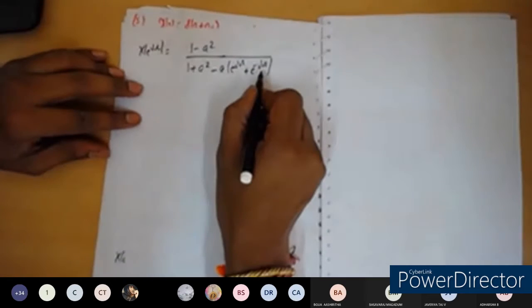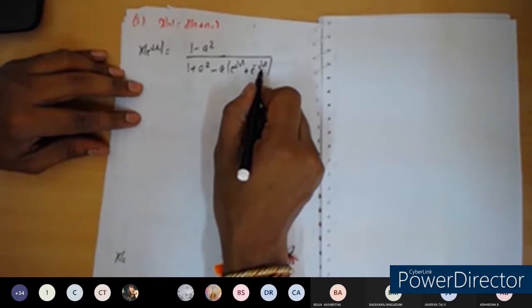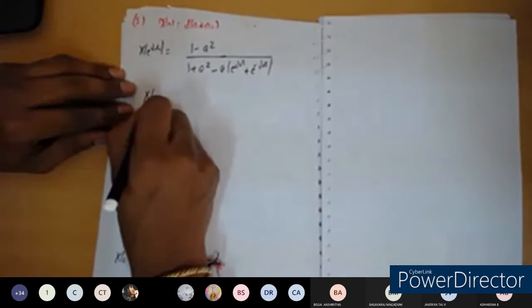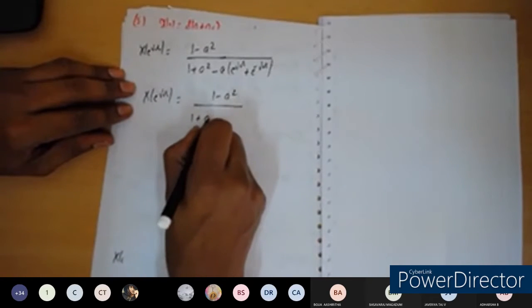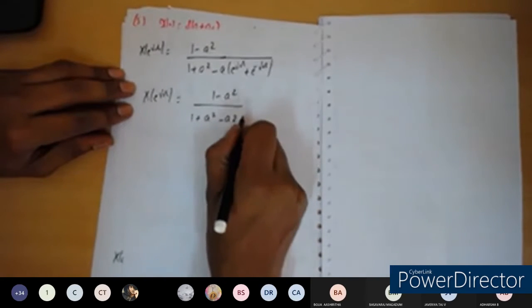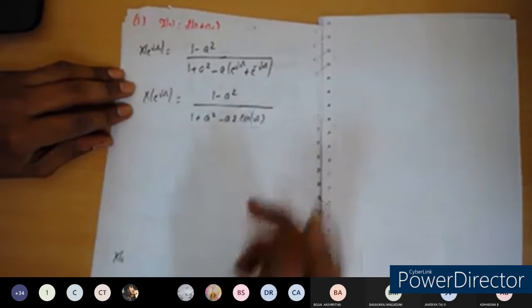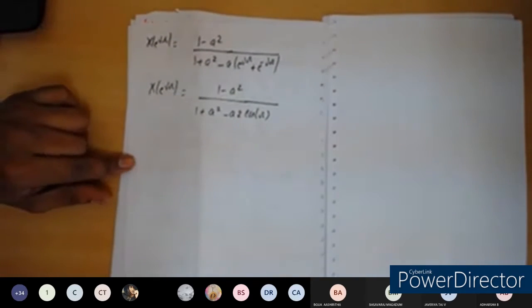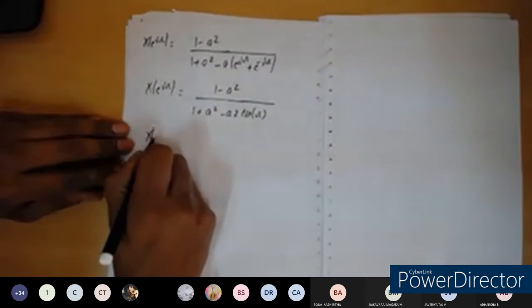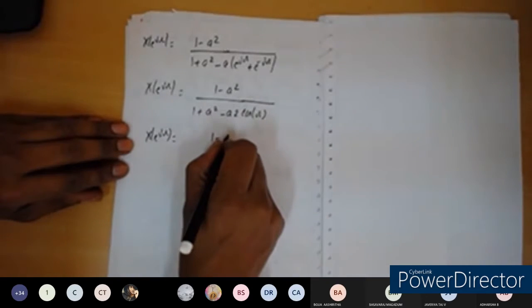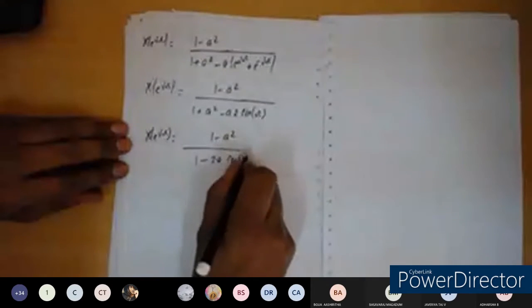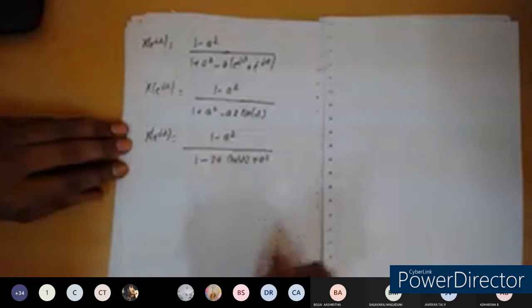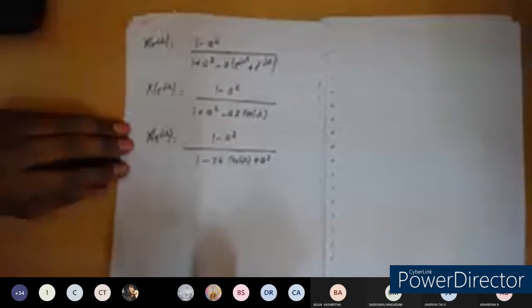We know e to the power of j omega plus e to the power of minus j omega is 2 cos omega, from Euler's formula. So we can rewrite X of e to the power of j omega as 1 minus a square divided by 1 plus a square minus a into 2 cos omega, or X of e to the power of j omega is equal to 1 minus a square divided by 1 minus 2a cos omega plus a square.